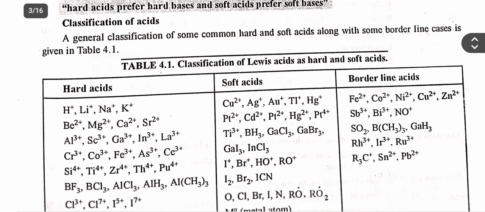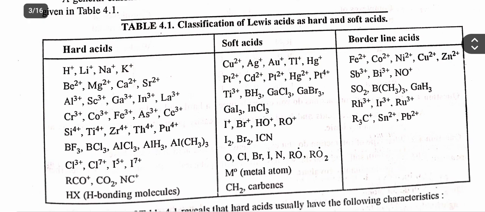Classification of acids. A general classification of some common hard and soft acids along with some borderline cases is given in table 4.1. So we can see that there are hard acids like hydrogen plus, aluminum 3 plus, chromium 3 plus, Mg2 plus, and these are soft acids like platinum 2 plus, cadmium 2 plus, BH3, titanium 3 plus, CH2 carbenes, and borderline acids are Fe2 plus, Co2 plus, Sb3 plus, Bi3 plus, SO2, RH3 plus.